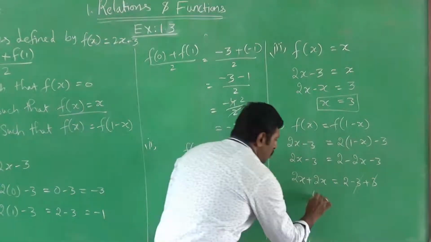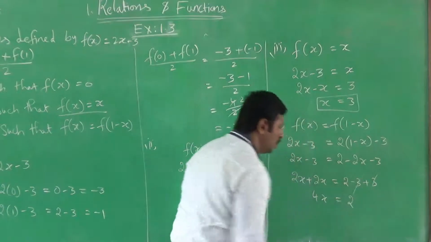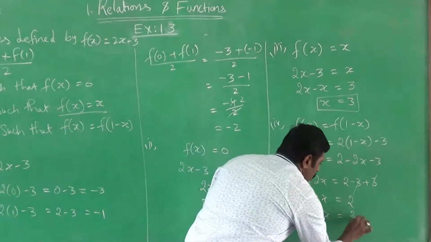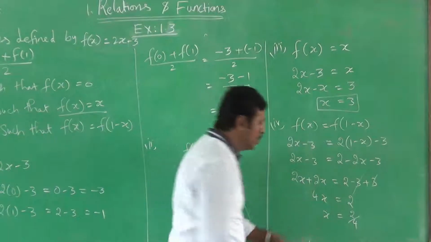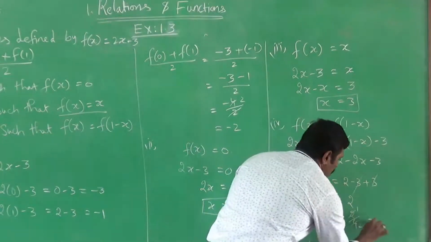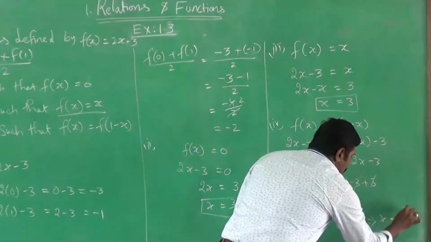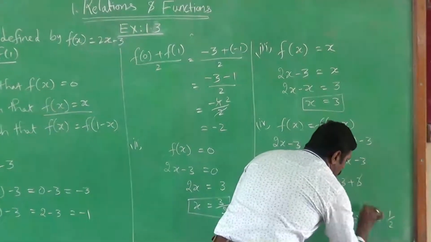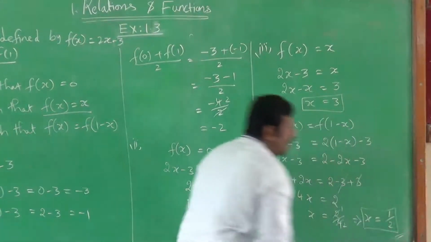So plus 3 and minus 3 both are cancelled. Then 2x plus 2x is equal to 4x is equal to 2. Then x is equal to 2 divided by 4. Reduced by 2, we get 1 by 2. So x is equal to 1 by 2 is the answer.